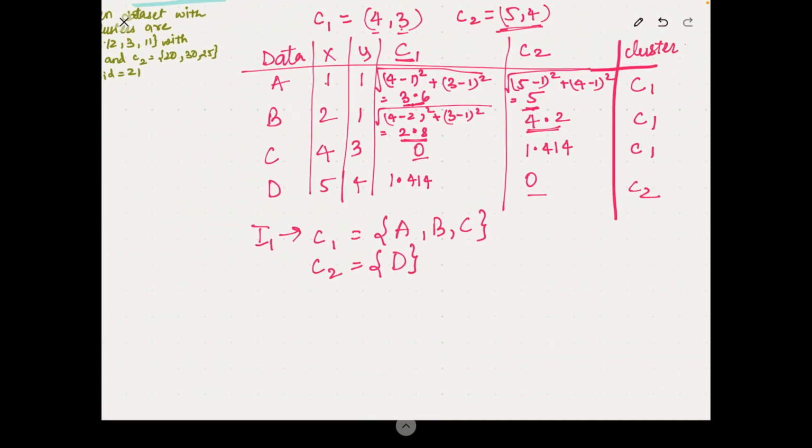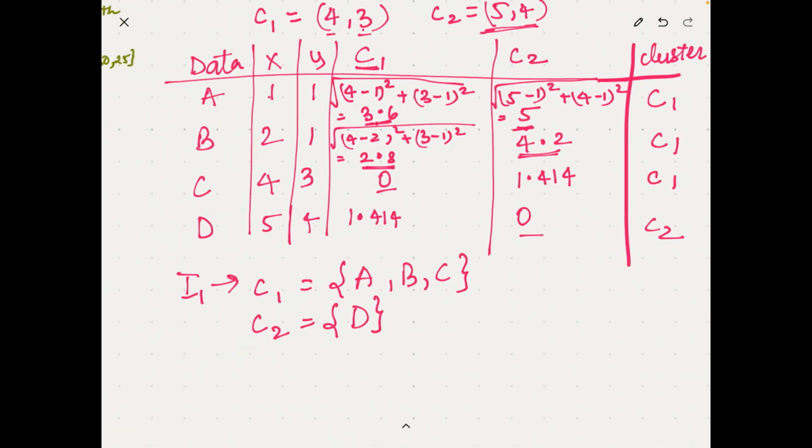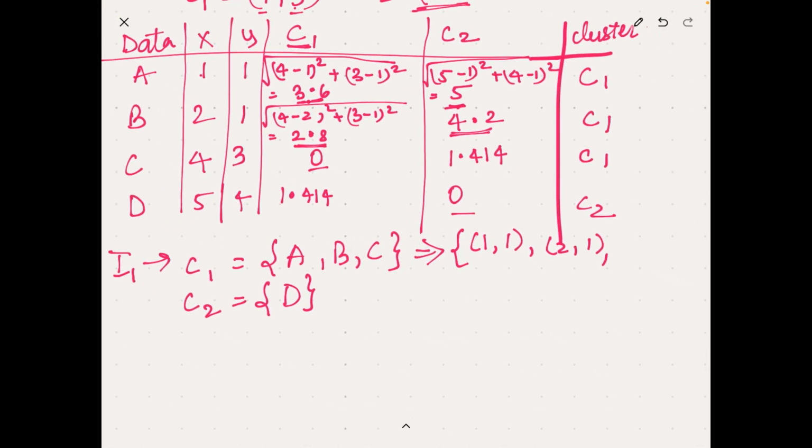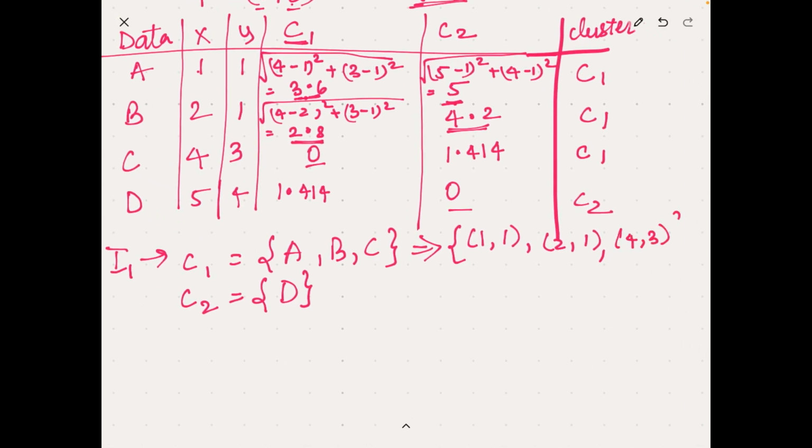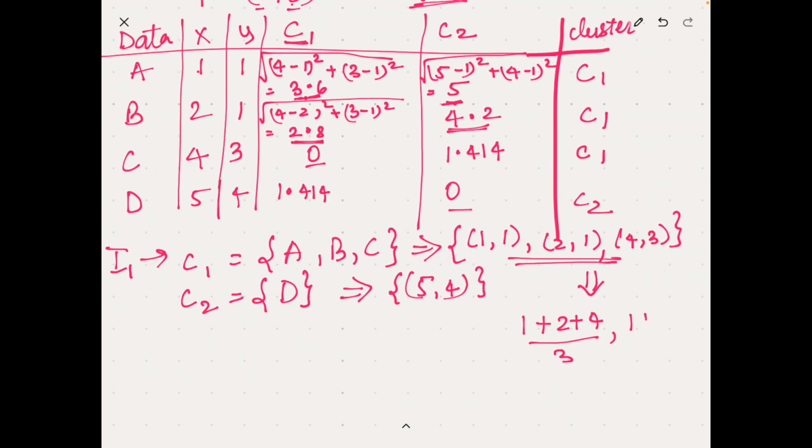Now we have to find the new centroid value. Here we will write down the data points also. That is 1,1, 2,1 and 4,3 for cluster 1, and for cluster 2 it is going to be 5,4 only. Because there is more than one value here, we will have to find one single set of data points. So we'll do 1 plus 2 plus 4 by 3, and 1 plus 1 plus 3. You are adding up the x coordinates and dividing by the number of data points, and you are adding up the y coordinates and dividing by the number of data points.